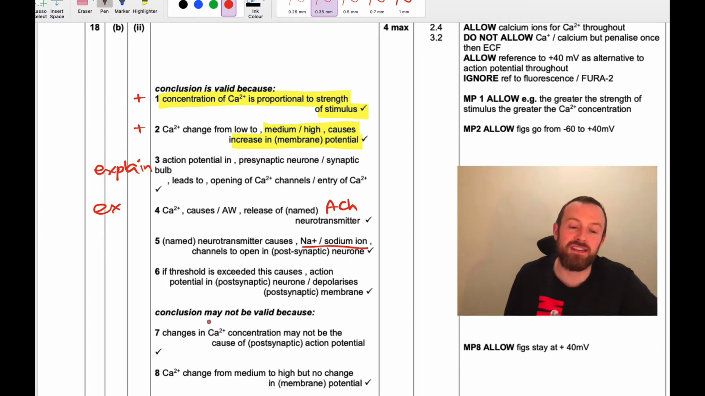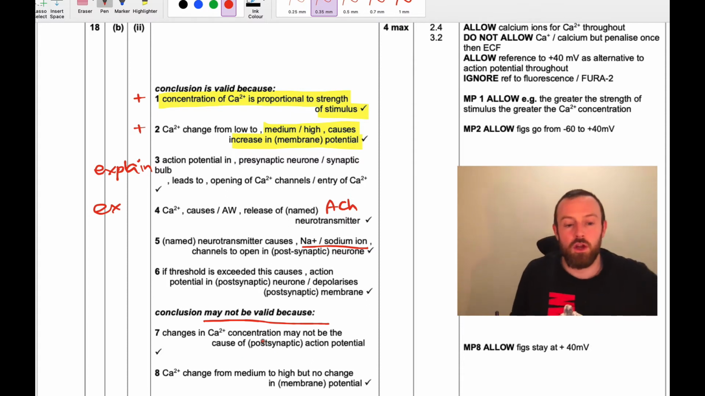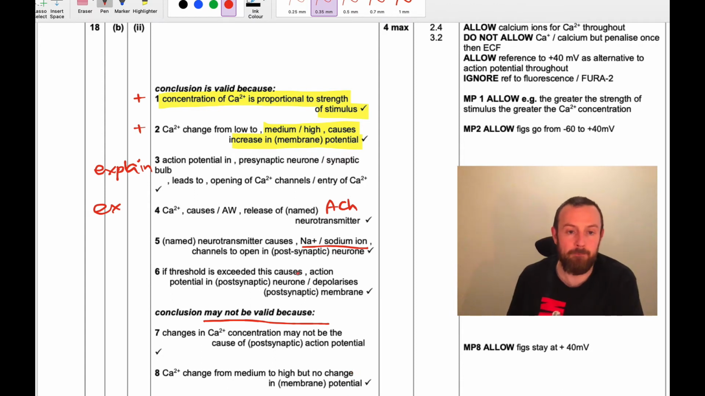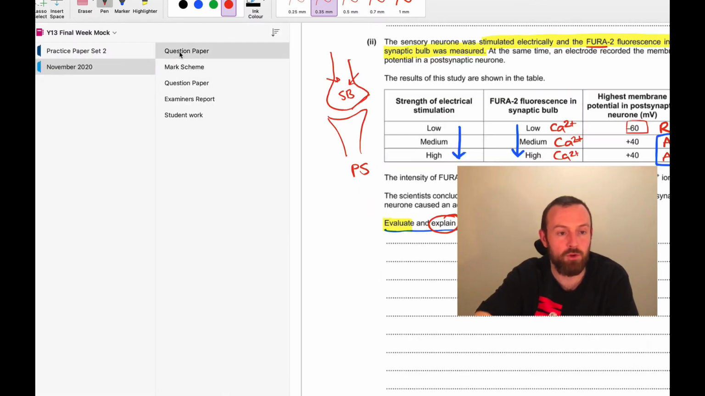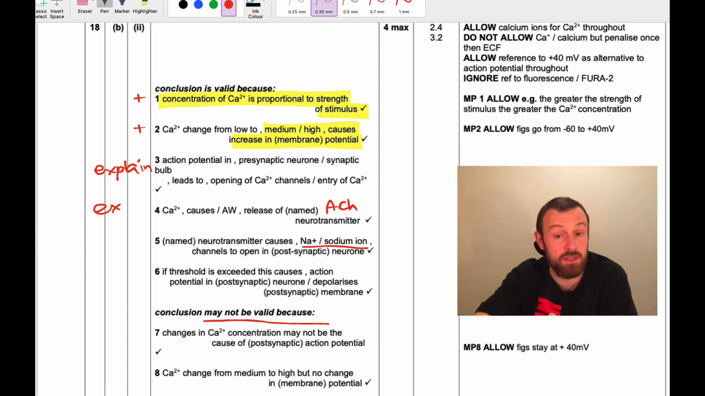Now, the negative thing that you could say is that with the electrical stimulation going from medium to high, there's no difference. Okay, so this bit, calcium changes from medium to high, but no change because it's an all or nothing event. So that is the answer. Moving on. Oops, sorry, I'll just go back. If you need to pause, look at this mark scheme, pause there, and we shall now move on.